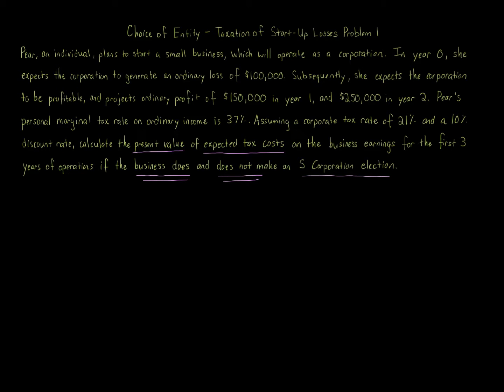What I'm going to do is draw a line right down the middle, and on the left side we're going to have does make an S corporation election, so does make S corp election. That's going to be on the left side. And on the right side, does not make an S corporation election. So does not make S corporation election.